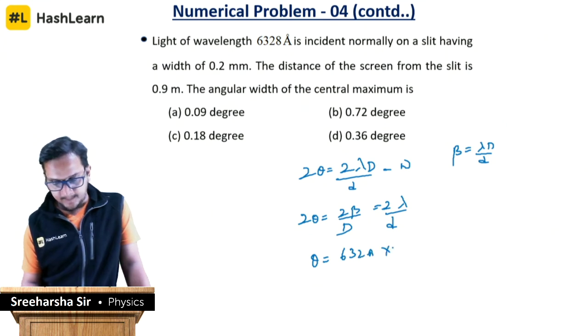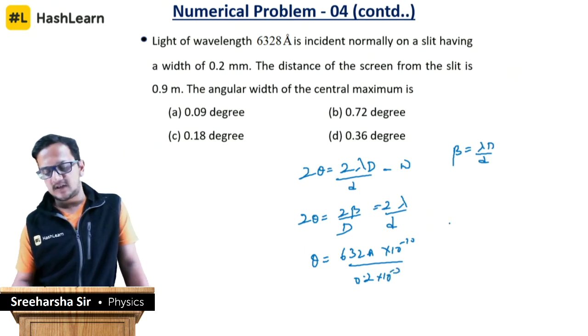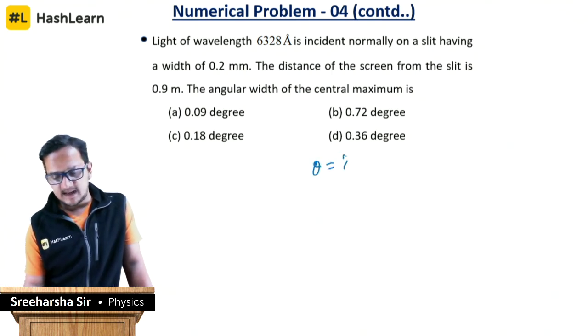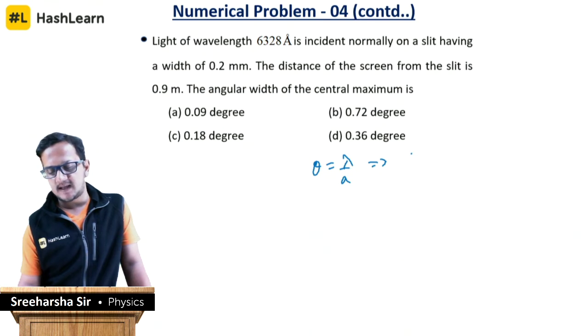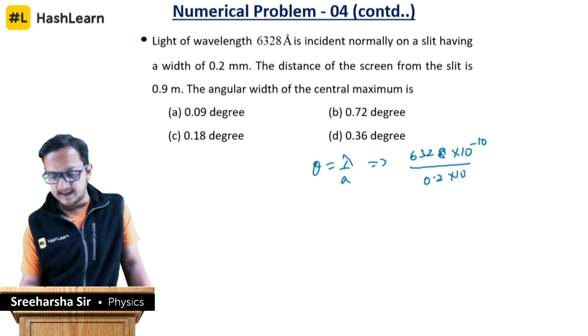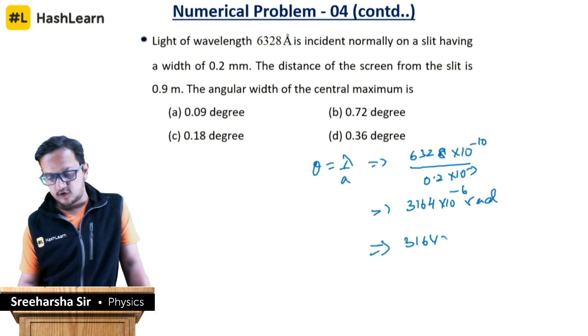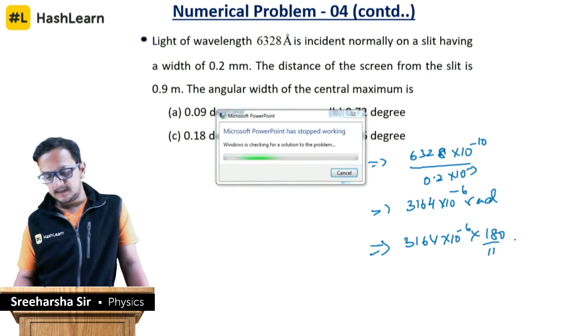So theta is equal to lambda by a condition. Sorry students, we can start with the simple one. So theta equals lambda by a. From this you will have lambda is 6328 into 10 power minus 10 divided by 0.2 into 10 power minus 3, which will be equal to 3164 into 10 power minus 6 radians. And we need to calculate theta. So converting into degrees, you will have 3164 into 10 power minus 6 into 180 by pi.